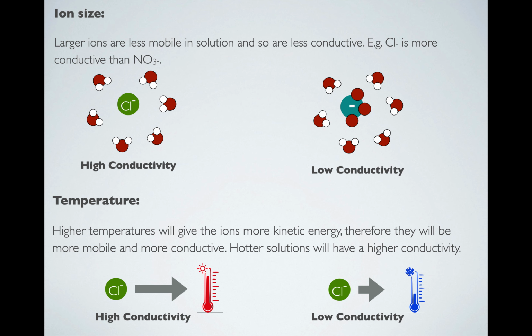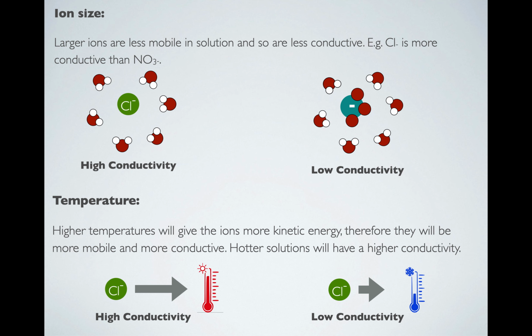Okay, the other thing that can affect it is the ion size, because it's all about the mobility, how easily these ions can move. So larger ions are less mobile in solution, so they're less conductive. Okay, so let's look at chloride. Chloride is more conductive than nitrate that I've got here on the right-hand side, because chloride is smaller, nitrate is bigger. So it can wiggle in between all the other molecules around and can move quicker, so therefore it's more conductive.